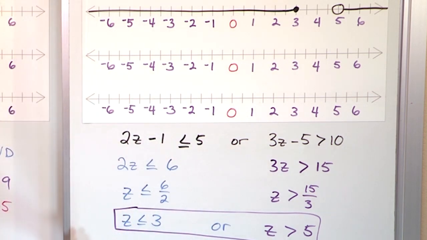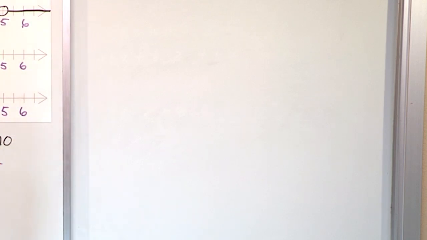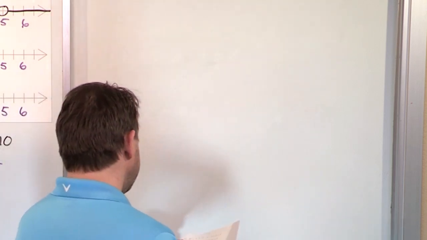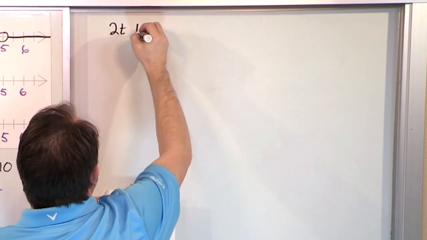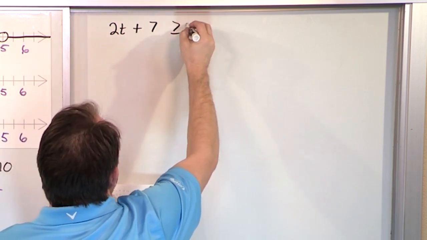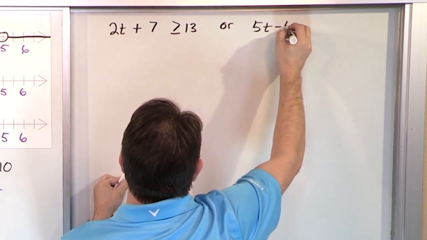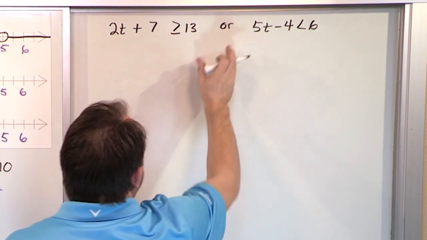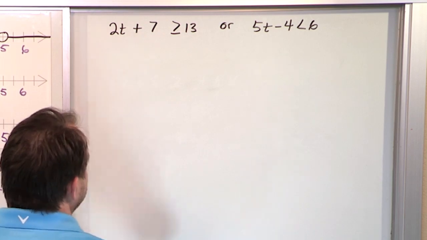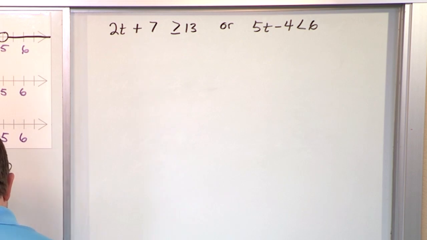So now what we're going to do is solve the rest of the problems, circle the solutions, and we'll go back here and graph them just to get some practice with that as well. So the next problem is 2 times t plus 7 greater than or equal to 13, or 5 times t minus 4 is less than 6. So right away, we know it's an "or", so we know we're going to get two answers separated by an "or", and on the number line, they're going to be shaded regions that go away from each other. So we'll take a look at this one.